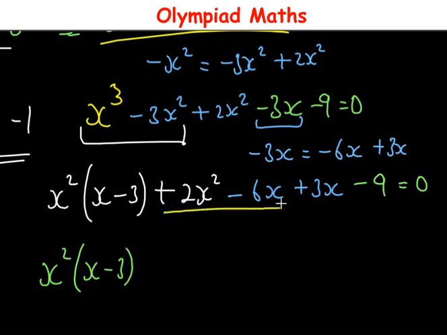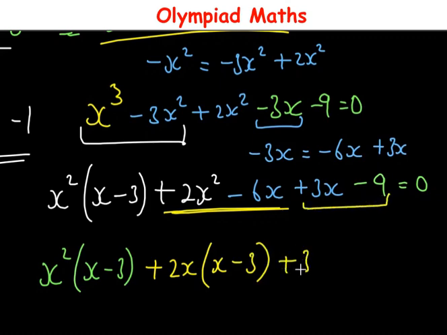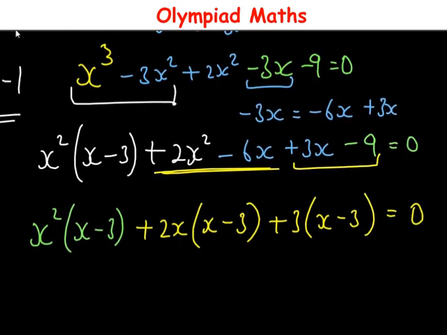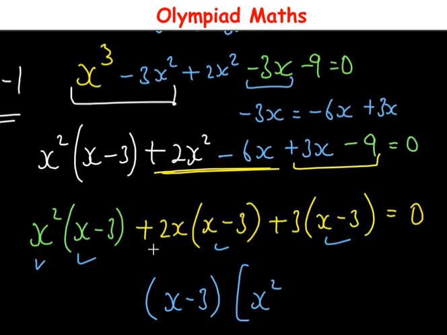So from this right here, we can factorize out plus 2x. So we have x minus 3. Then from this, we can factorize out plus 3. So we have x minus 3. All of this equals 0. Now looking at this, we also have a common factor, which is x minus 3. So factorize out x minus 3. We are going to be left with x squared plus 2x plus 3. All of this equals 0.